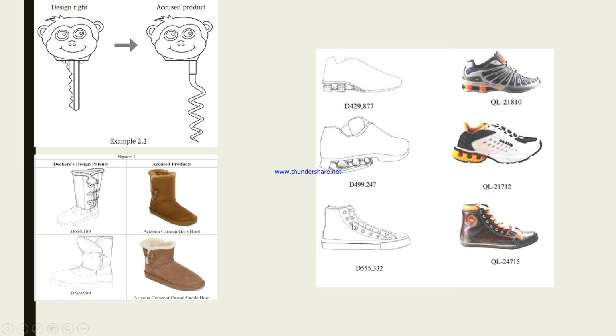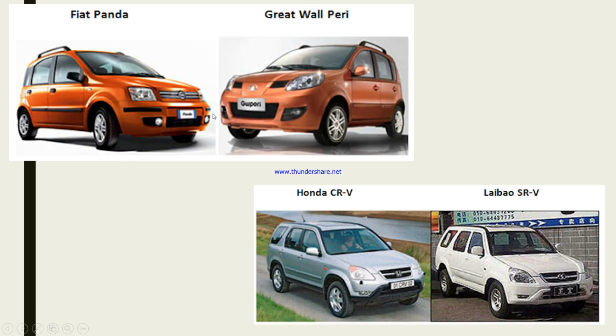Again, Nike shoes have so many designs. Now a similar kind of design is copied by another person. See, look at this. Look at the cars. The car's design is also copied by another car. Okay, see, Fiat Panda and Great Wall Peri. Now both are having some issues because of the similar design.